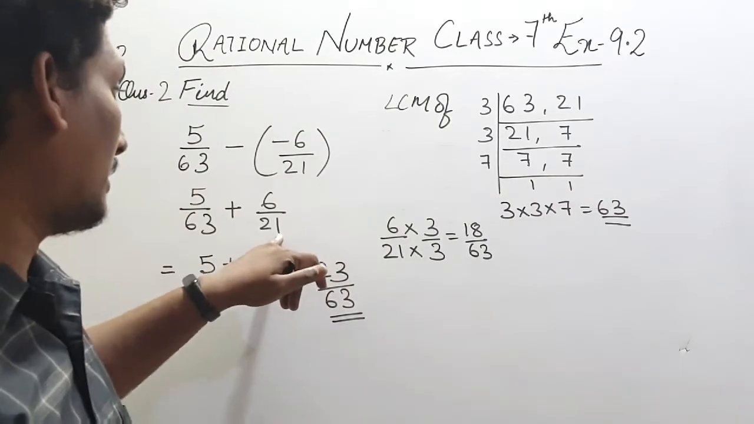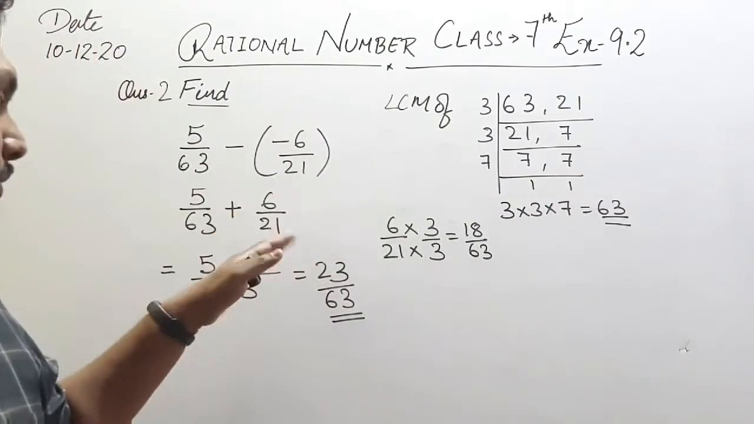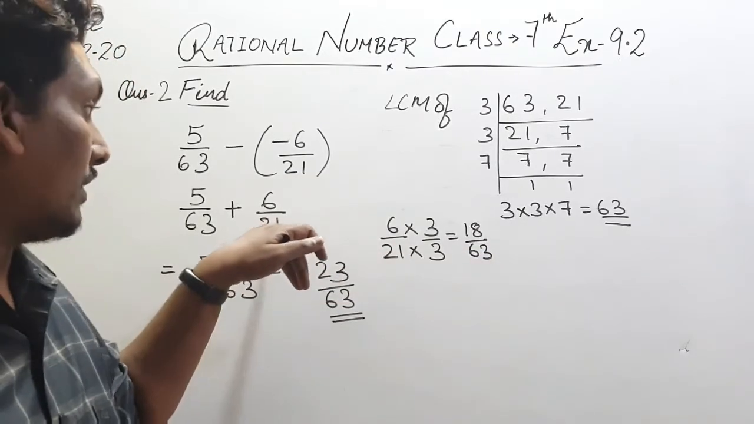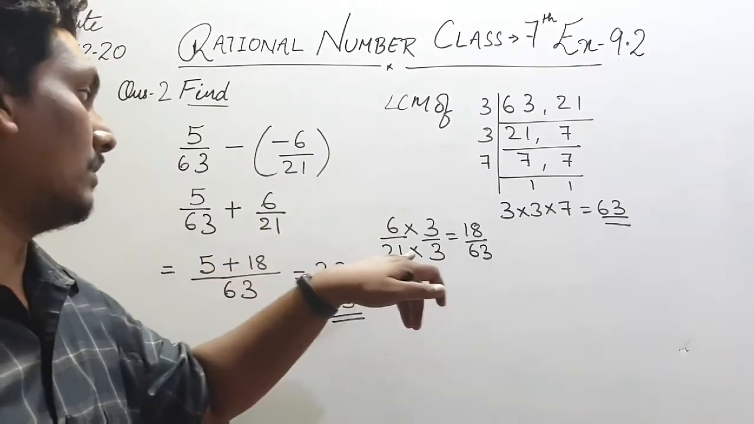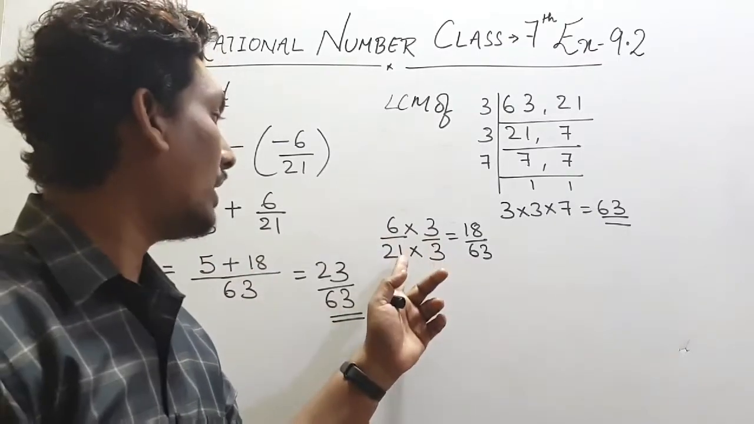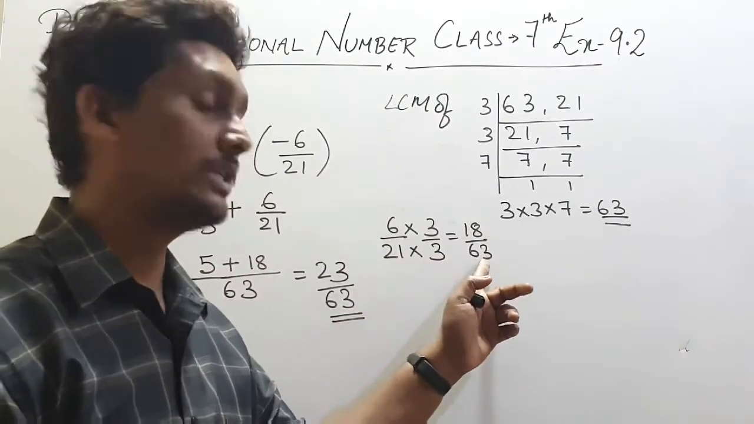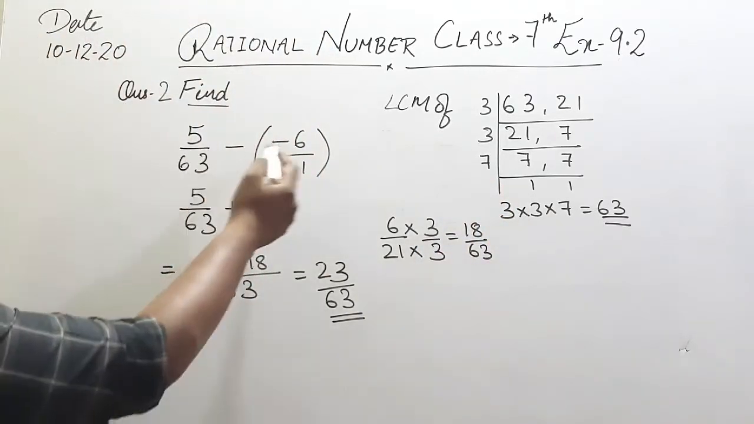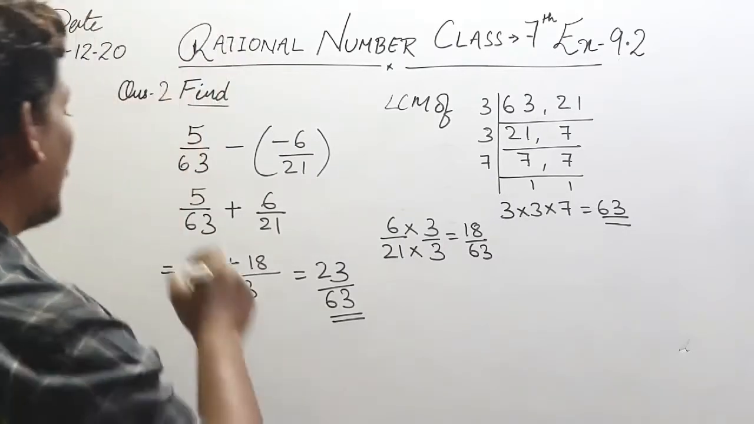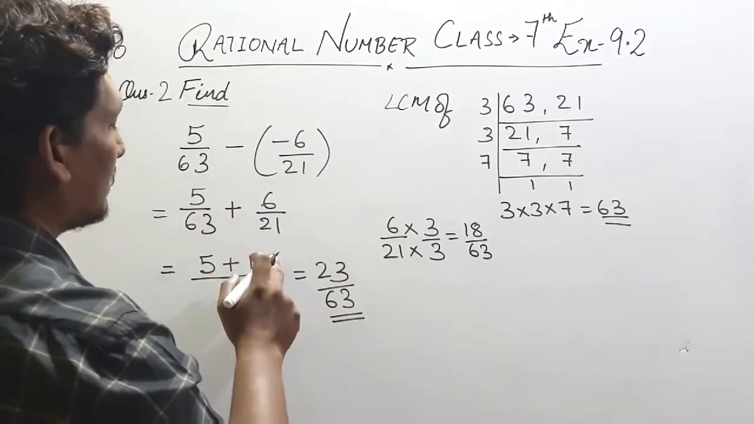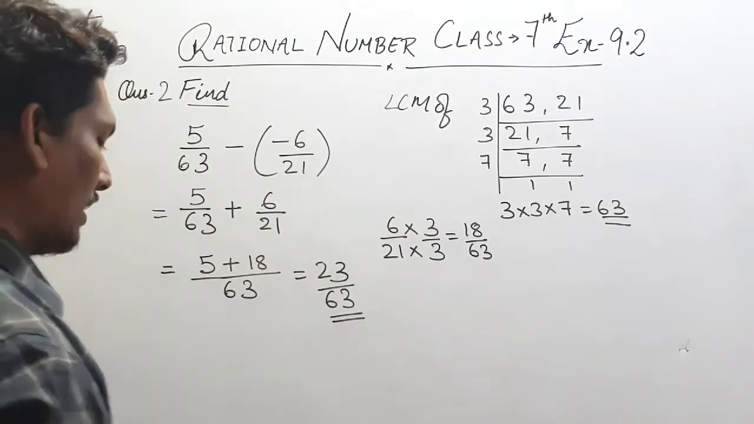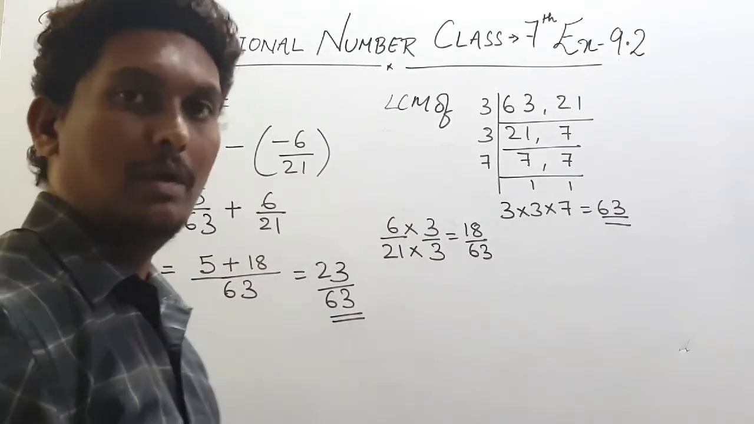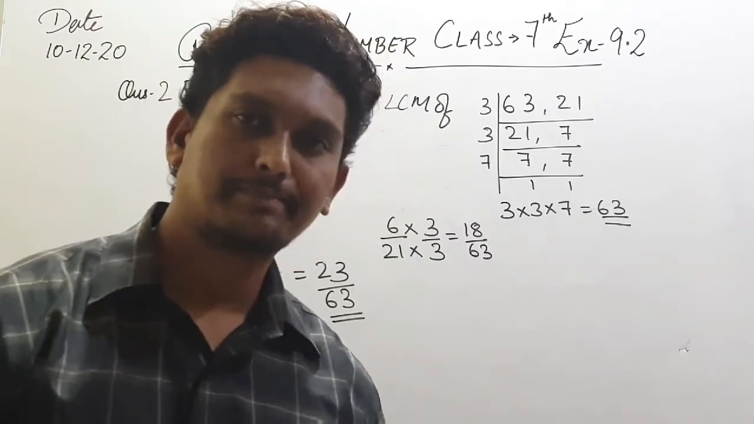Here in this 6 by 21, I have changed it. We have to make this 21 into 63, so I multiplied with 3. So we got 63 here, and 18 on top. We already changed the sign in the second step. So 5 plus 18, that is 23 by 63. That's the final answer of this question, right? Hope it is clear to you. Just go through it.